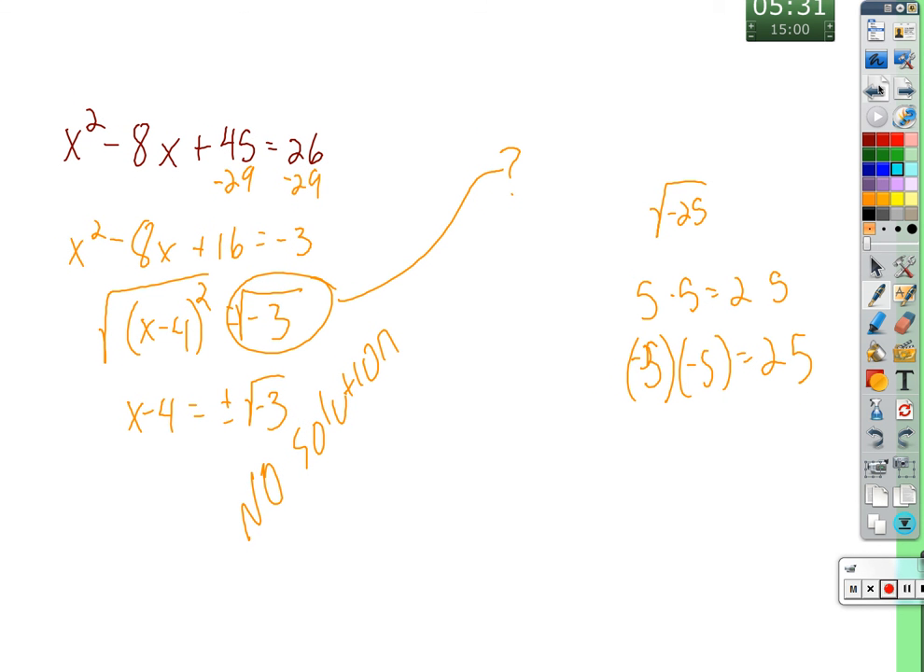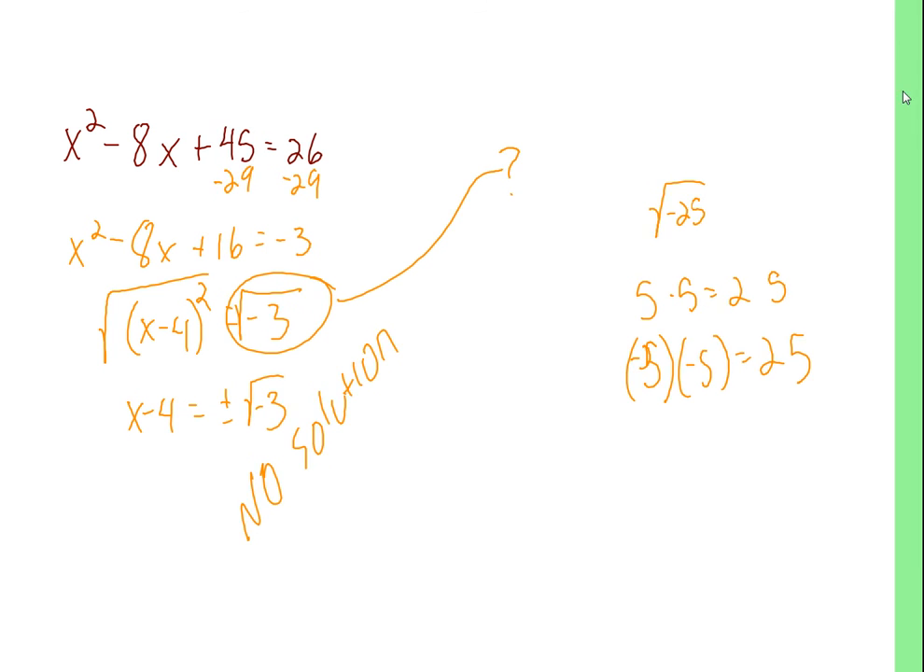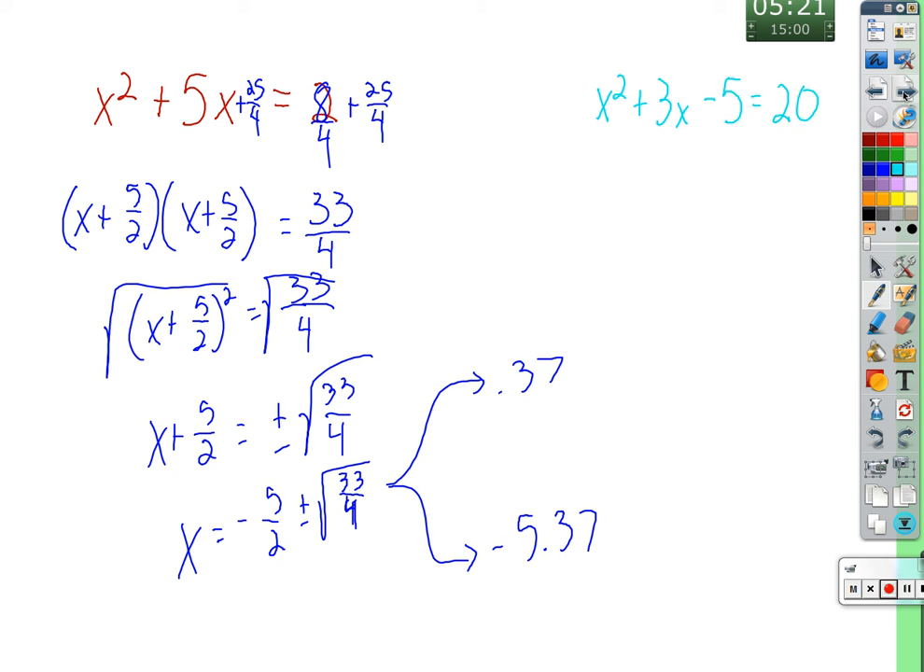With this one, Hildy suggested that we subtract 29 so that we get 16 on the side. It becomes kind of a headache in this example. How about if we just get rid of the 5 altogether, and now we create a blank spot to fill? X squared plus 3x plus the blank spot equals 25. We just have to figure out what's going to go there.